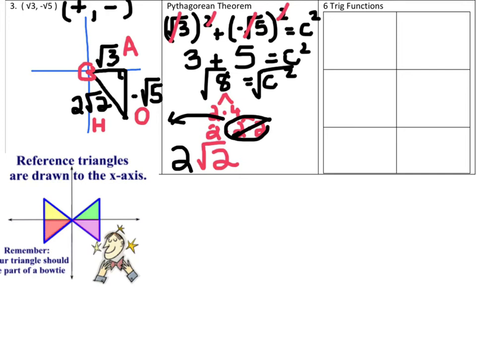I don't know if you've noticed it yet, but have you noticed that the hypotenuse is always a positive number? It's not directional. Only the x and y values can be negative. The hypotenuse is always a positive number. Time to do the 6 trig functions. Just pause the video, try it yourself.